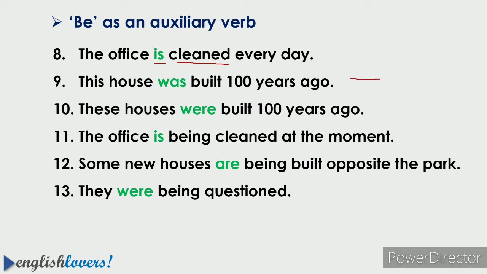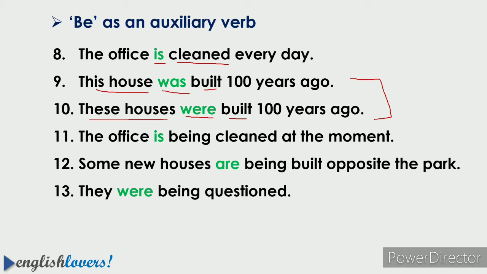Now these two sentences, just pay attention. This house was built 100 years ago, and these houses were built 100 years ago. Here was and, in the next, were, are the be forms in past tense. Why was? Because this house is a singular subject. And why were? Because these houses is a plural subject, and built is the past participle, so we say that this is passive aspect. But which is the tense? This tense is simple past tense, so the passive aspect of simple past tense is there, and was and were function as an auxiliary or helping verb.